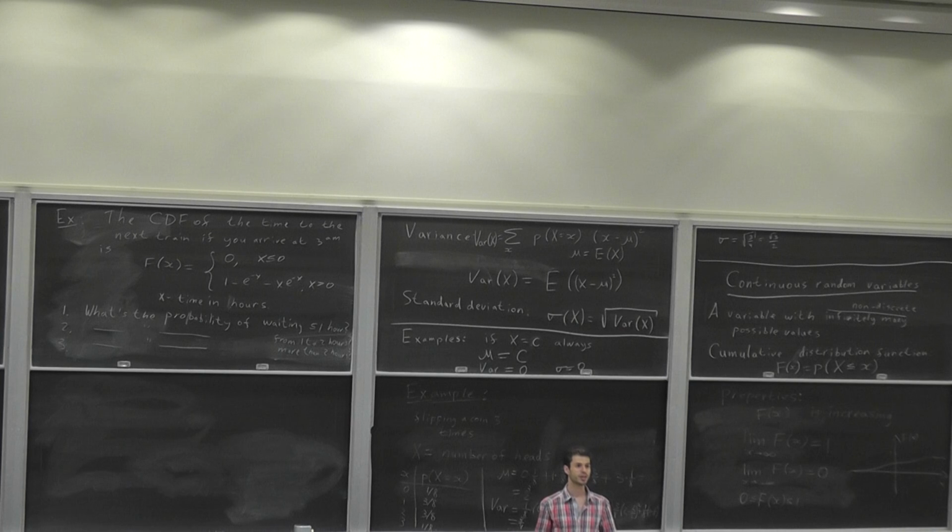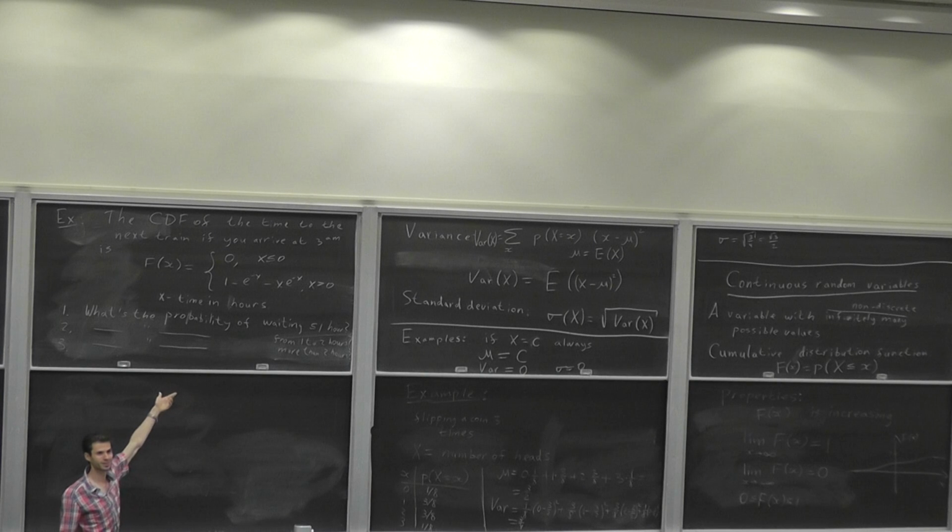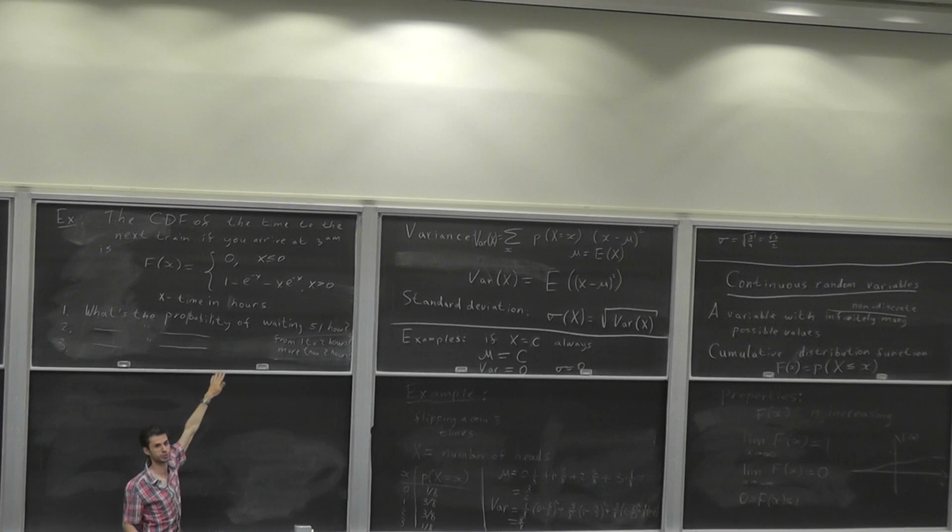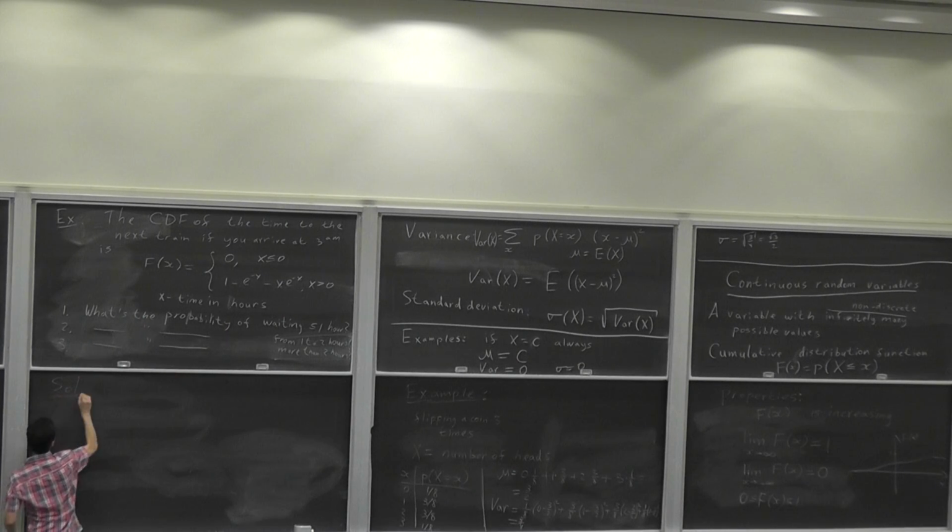Because what does it mean? X being negative is that you arrive at the station and then wait for a negative amount of time. It's meaningless. So the probability that you measure a negative amount of time is 0. That's what the 0 stands for. Okay, so let's solve the actual questions.